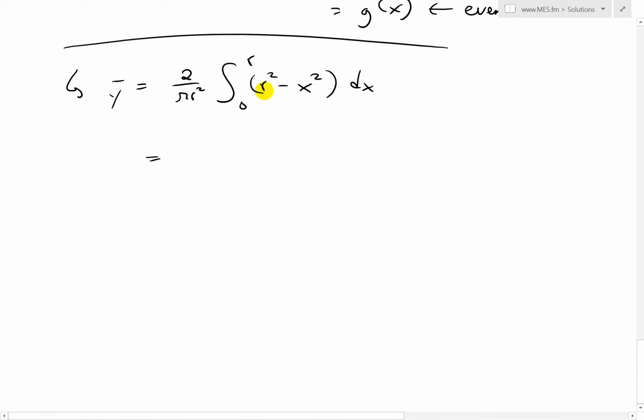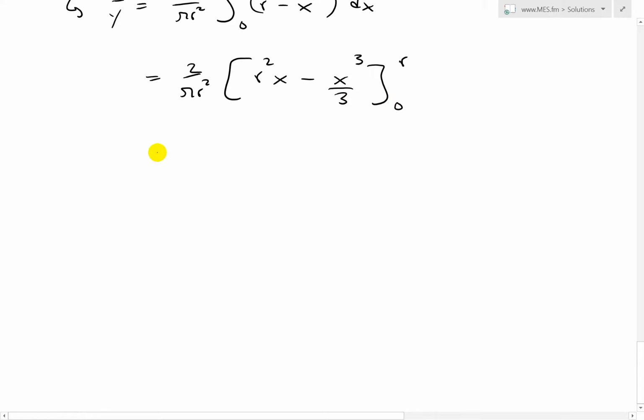So now we can just integrate this. This is 2 over pi r squared. R squared is just a constant, so the integral of that is r squared x. The integral of x squared is x cubed divided by 3. Now it's from 0 to r. Evaluating it, let's put this r inside, we get r cubed minus r cubed over 3. Now when you put in the 0 there, that's just 0, so just ignore that.